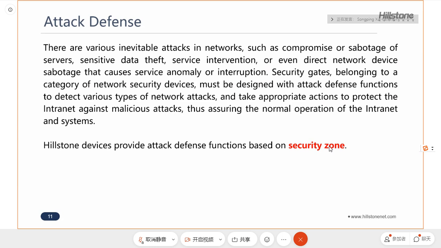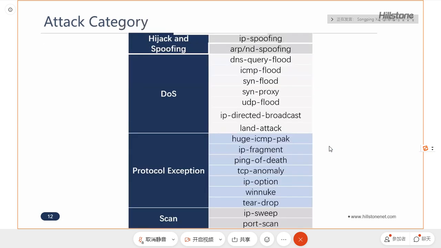So in this case, we provide attack defense functions based on the security zone to help the customer prevent against those attacks, which include hijacking or spoofing, the commonly used DoS attacks like SYN flood and UDP flood, etc., and also protocol exception and the scanning attack.